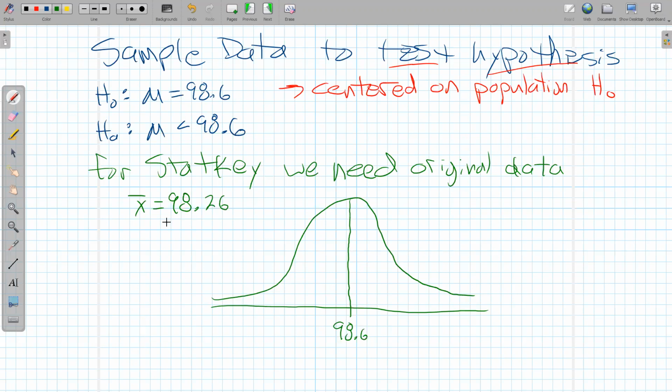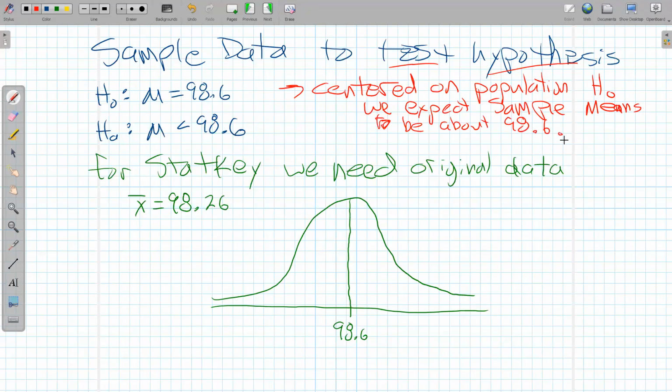And then we have to figure out, okay, so if we run a whole bunch of other samples like this, what kind of variation are we going to get around 98.6 if that's what's expected to happen? So prior knowledge is we expect sample means to be about 98.6, right? Because we're told over and over again, what's human body temperature? That's about 98.6.